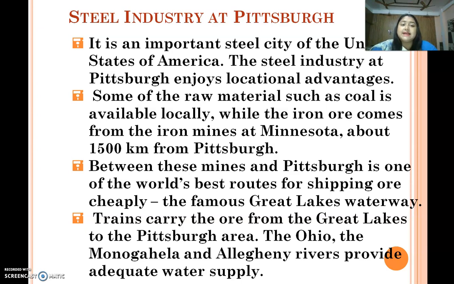Some of the raw materials like coal are available locally in Pittsburgh itself, and some other ores like iron ore come from the iron mines at Minnesota, which is about 1500 kilometers from Pittsburgh. Between the mines at Minnesota and Pittsburgh is one of the world's best routes for shipping ore cheaply, known as the famous Great Lakes Waterway. So it is through the Great Lakes Waterway that the various iron ores and other minerals are purchased and taken to Pittsburgh for manufacturing iron out of it.